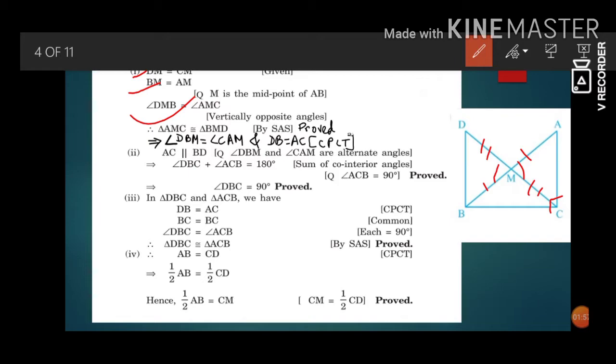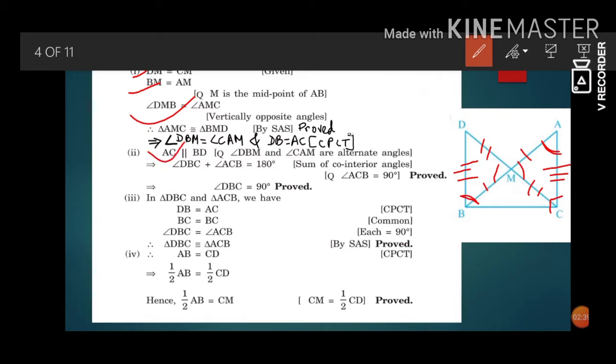In that congruency it also follows two things, that angle DBM and angle CAM are equal, along with DB equal to AC. So these two things we will require later on, and the argument for these angles and sides to be equal is corresponding parts of congruent triangles, that is CPCT. Now we have to prove that AC is parallel to BD.